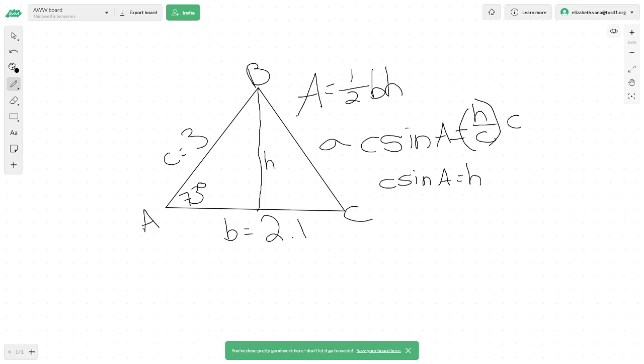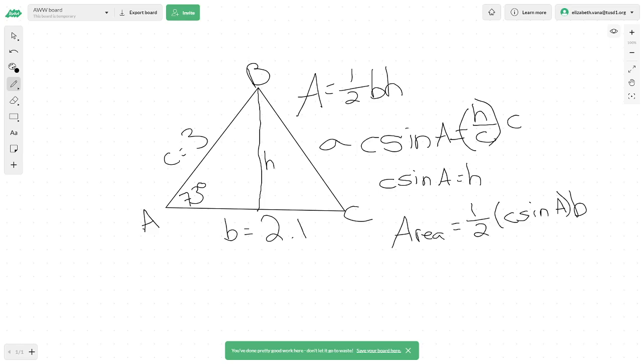And if the area is 1/2 base times height, and the height is c sine of A, then the area is now 1/2 times c sine of A times b. So this would be the area of this triangle.